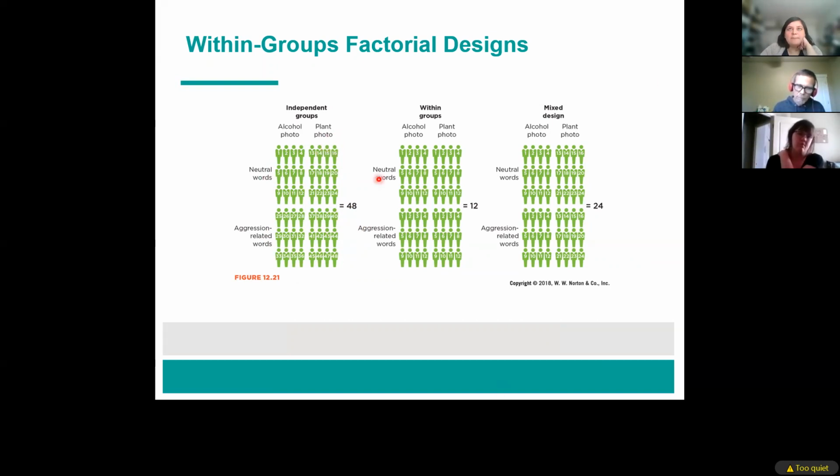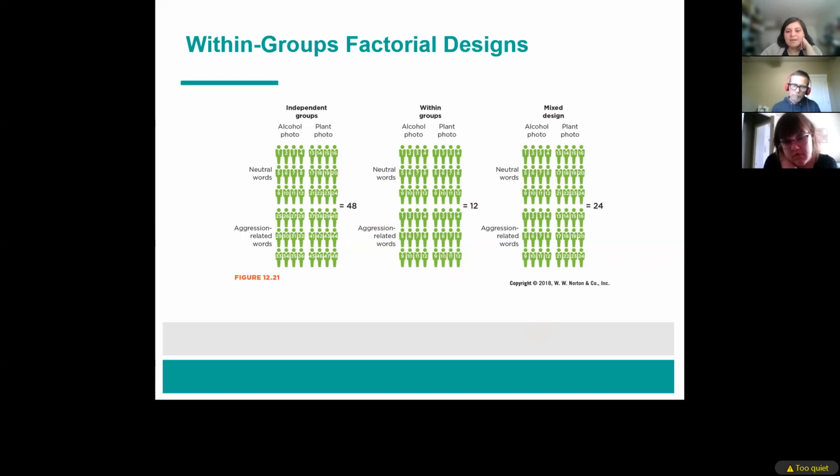Okay, but if you had a within groups design, you would need a fourth of those participants. You would only need 12. So you would have 12 people do the alcohol photo and the neutral words, plant photo and the neutral words, the same 12 people doing the alcohol photo and aggression related words, and the same 12 people doing the plant photo and aggression related words.